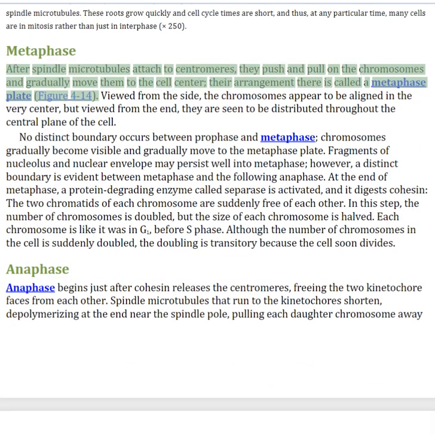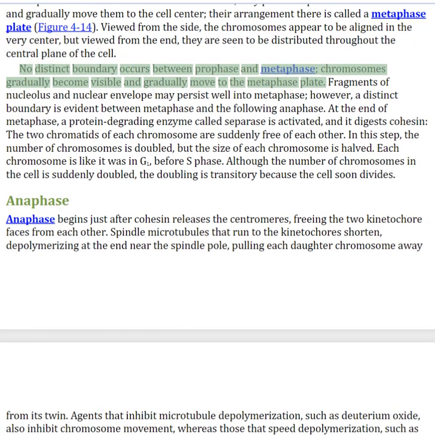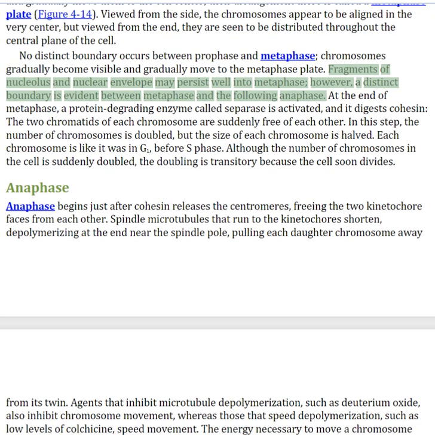Metaphase. After spindle microtubules attach to centromeres, they push and pull on the chromosomes and gradually move them to the cell center. Their arrangement there is called a metaphase plate. Viewed from the side, the chromosomes appear to be aligned in the very center, but viewed from the end, they are seen to be distributed throughout the central plane of the cell. No distinct boundary occurs between prophase and metaphase. Chromosomes gradually become visible and gradually move to the metaphase plate. Fragments of nucleolus and nuclear envelope may persist well into metaphase. However, a distinct boundary is evident between metaphase and the following anaphase.